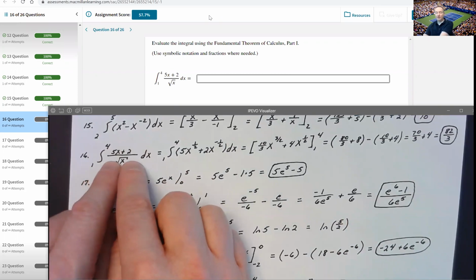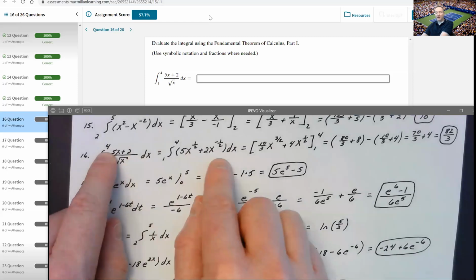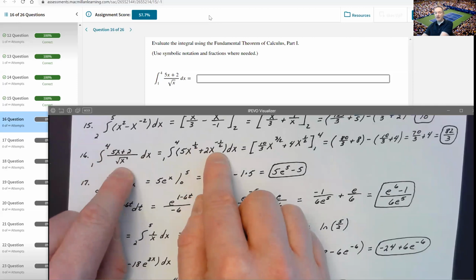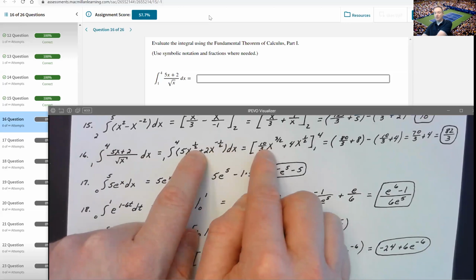So I have to get rid of this quotient by distributing that x to the understood 1/2 power in the denominator into each term in the numerator. That's going to give me 5x to the positive 1/2 plus 2x to the negative 1/2. Once you've done that, then we can pretty easily do our power rule. The first term is going to become 5x to the 3/2 times 2/3. That's where I got the 10/3 x to the 3/2.